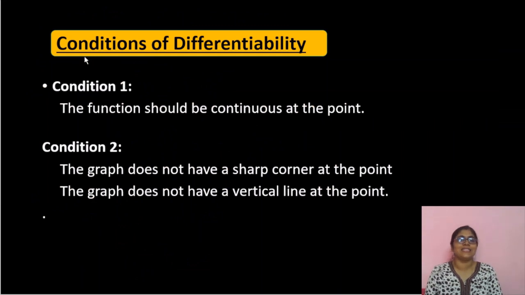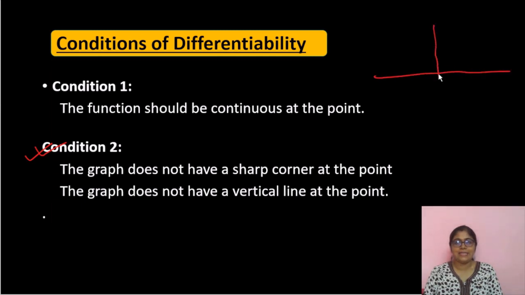So let us discuss the conditions of differentiability. The first and most important condition is the function should be continuous at that point. If the function is not continuous at the point, then it is not differentiable at the point. The next condition is the function should not have any sharp corner or vertical line. The graph of the function should not have any sharp corner.